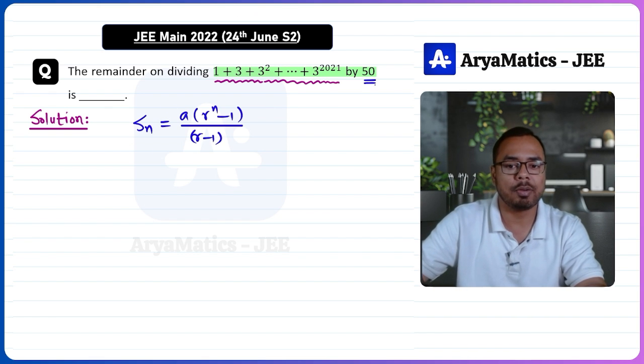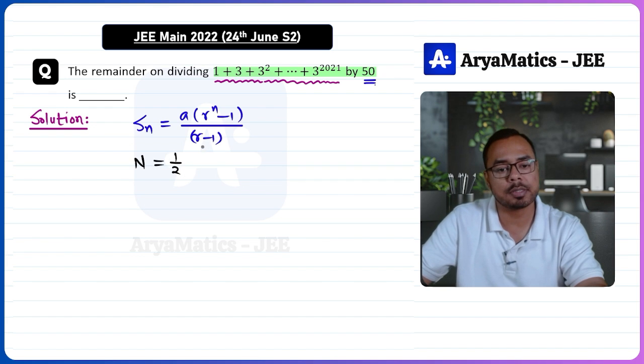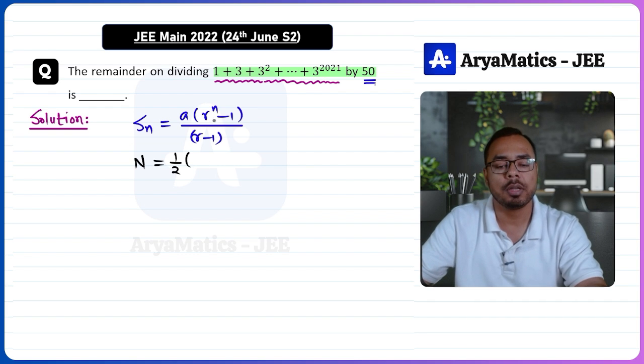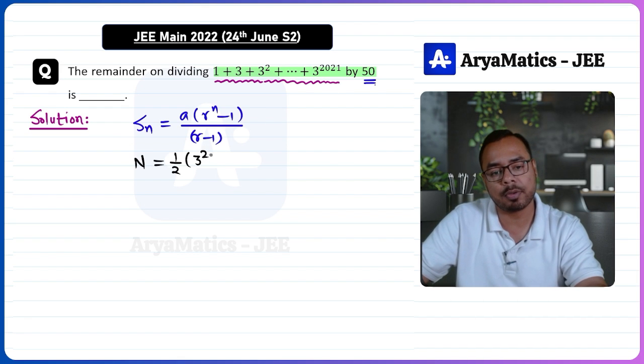So if I calculate the sum of all these, let us say that number is N. So this N will have a as 1 and r as 3. In the denominator we'll get r minus 1, and the common ratio is 3, so we'll get 3 minus 1, that is 2. And 3 raised to the number of terms: the first term is 3 raised to 0, the last term is 3 raised to 2021. So starting from 0 up to 2021, the total number of terms will be 2022.